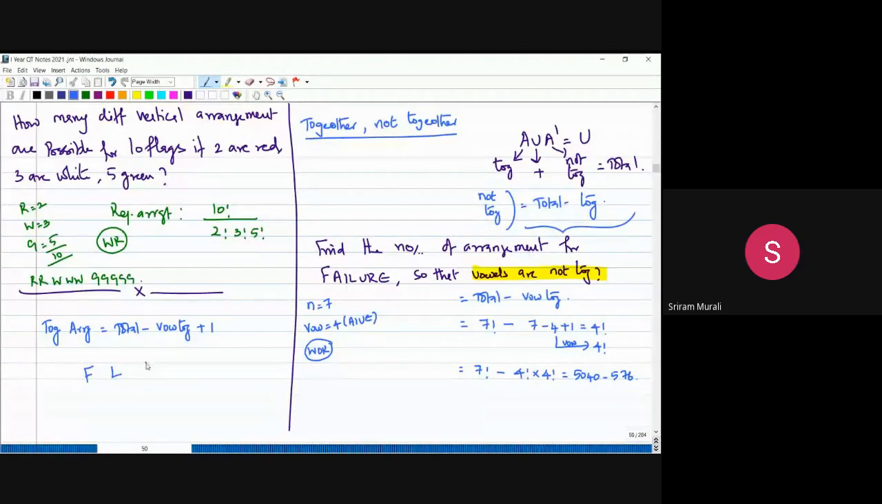This is FLR. This is not a consonant. FLR is not a consonant.